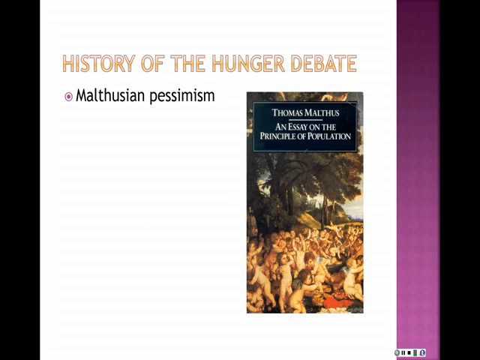All right, what about the history of the hunger debate? If you will recall from the first lecture, we talked about Malthus. Thomas Malthus talks about the principles of population, and he asserts that the population tends to expand exponentially while food supply expands mathematically, and that war, disease, famine, all this is going to limit the speed of population expansion.